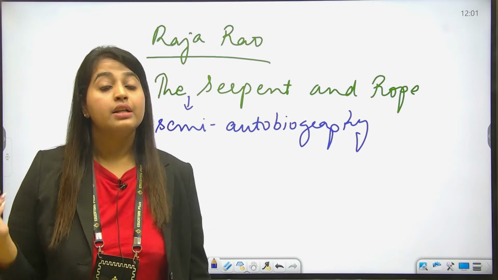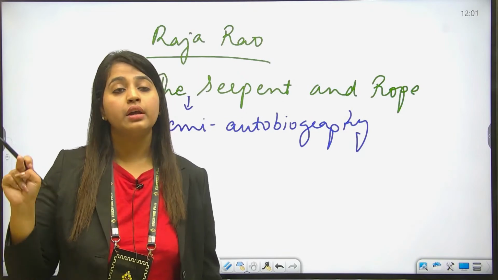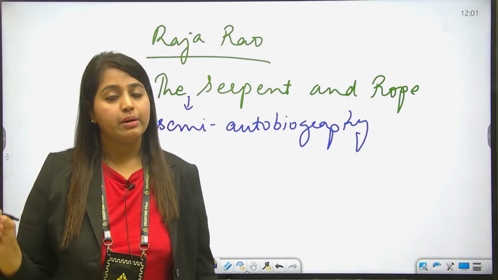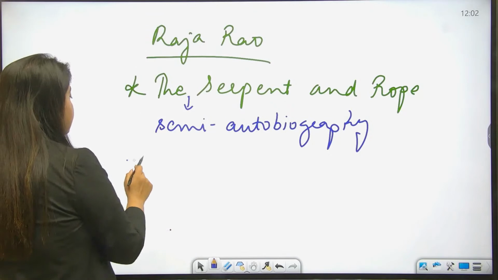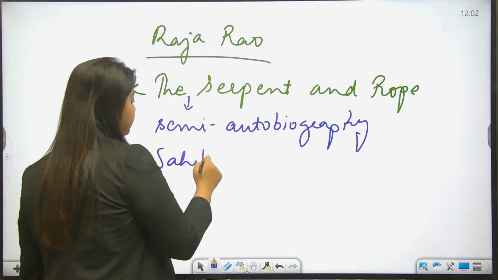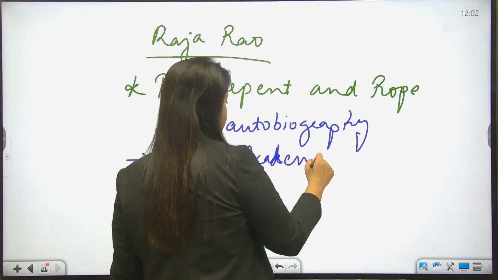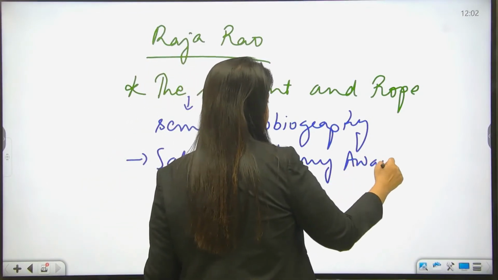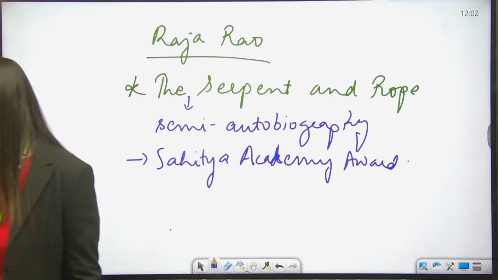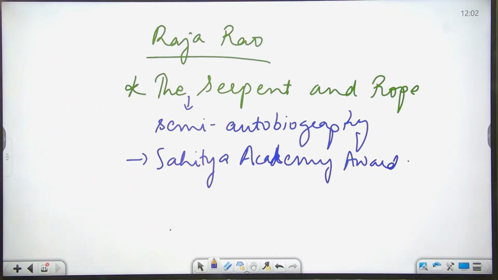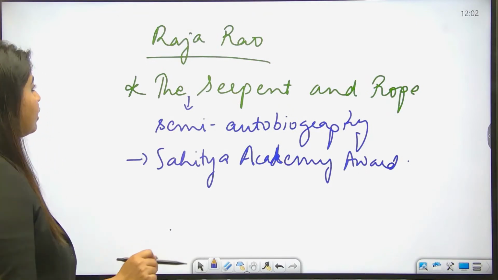And this work, The Serpent and the Rope, has won Raja Rao a Sahitya Akademi Award as well. Okay, so basically for this work he also received the Sahitya Akademi Award. Please remember that. So this is a very important work from the examination point of view. Fine. Okay, so this was all about Raja Rao.